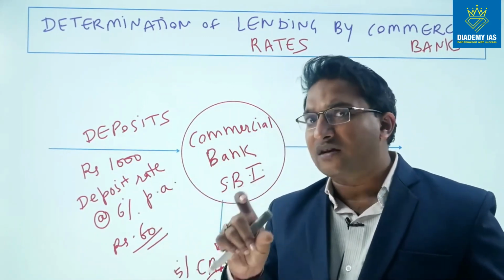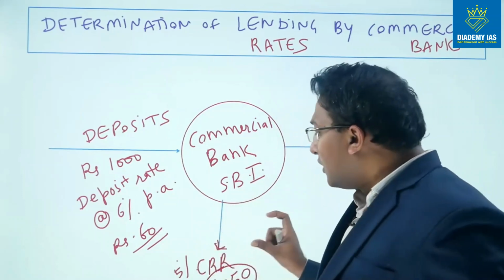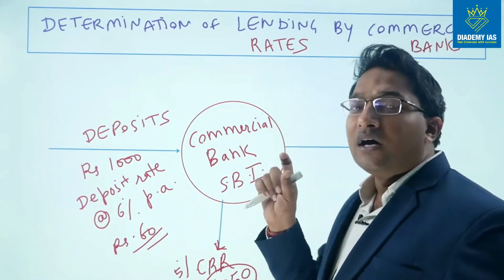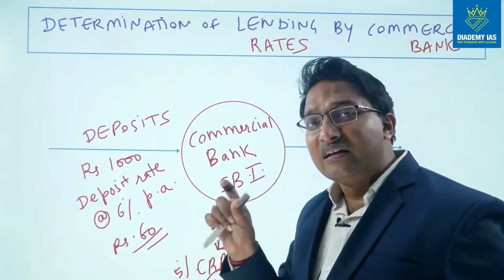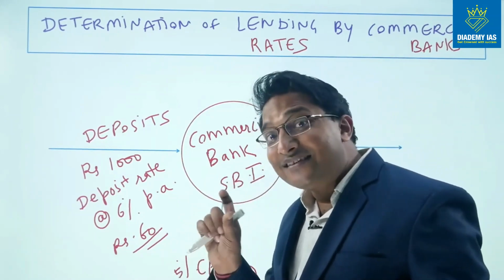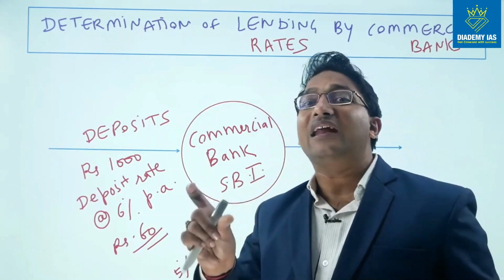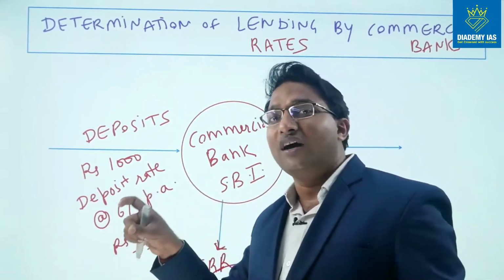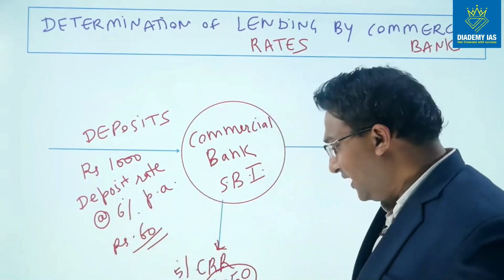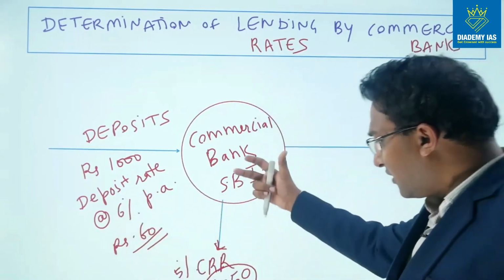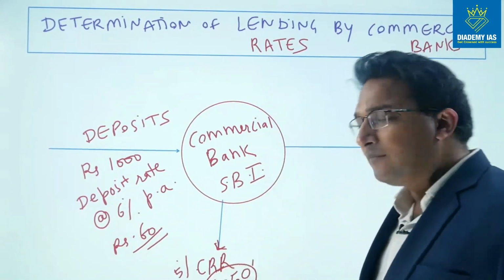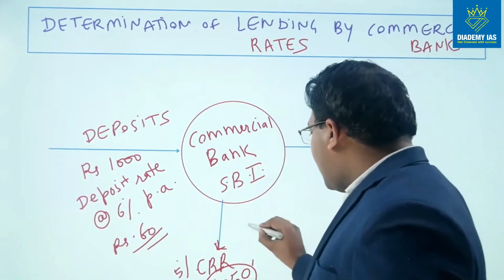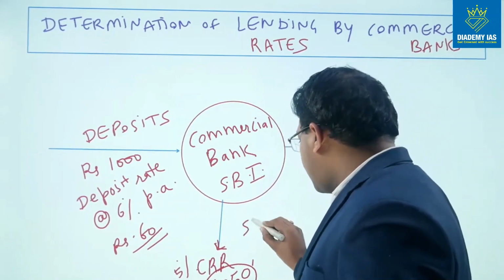To compensate for the loss of interest which is happening because of the CRR, the SBI will increase its lending rate, and that is called the negative carrying cost of the CRR. We will see about it. So this is one thing, that 50 rupees it will be depositing with the RBI as a CRR. Further, it will keep some amount as the SLR.